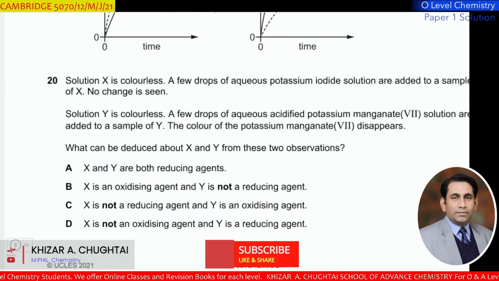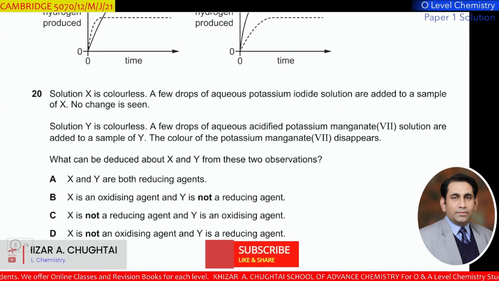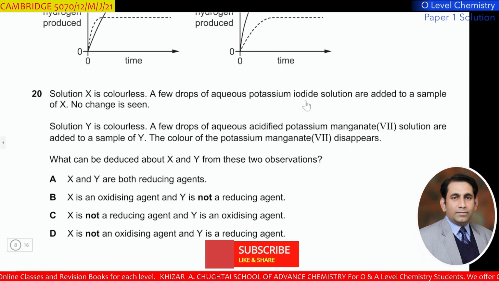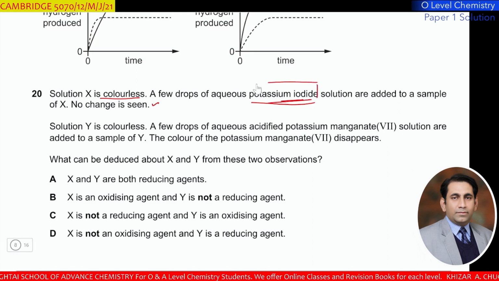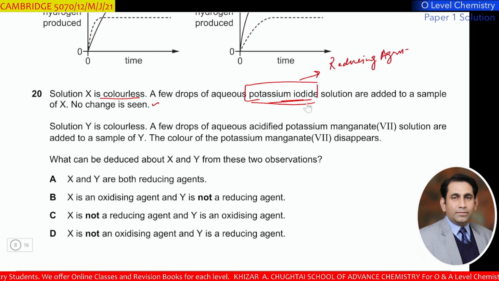Come towards the next question, question number 20. Solution X is colorless. A few drops of aqueous potassium iodide solution are added to the sample of X. No change is seen. What is the nature of the potassium iodide? Simply, you can say it's a famous reducing agent. No change is seen, so it means that solution X does not have any sort of oxidizing agent. That is one of the options that we can perceive.